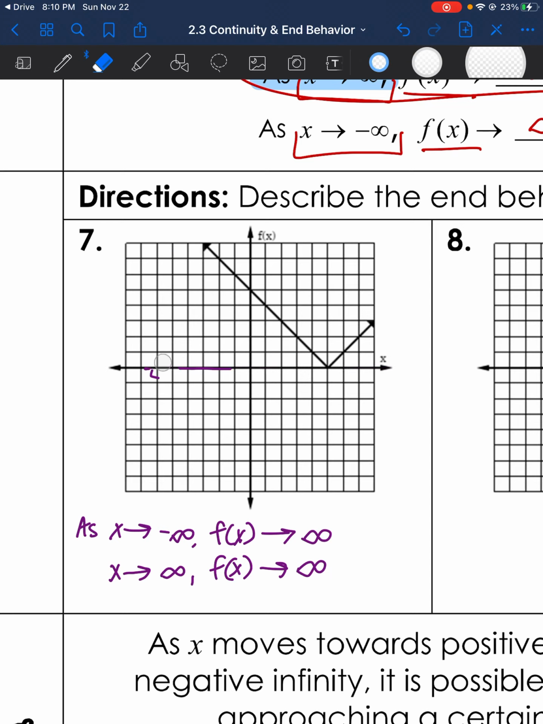You can see that here on the graph, on both ends, the very right side and the very left side, these arrows are pointing up. So that means in both directions, as we go to negative infinity and as we go to positive infinity, our y values are going to continue to get bigger and bigger. Okay.